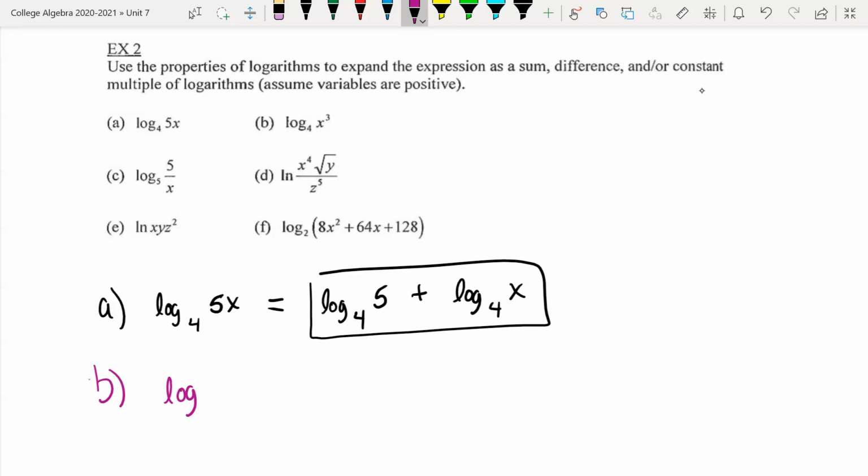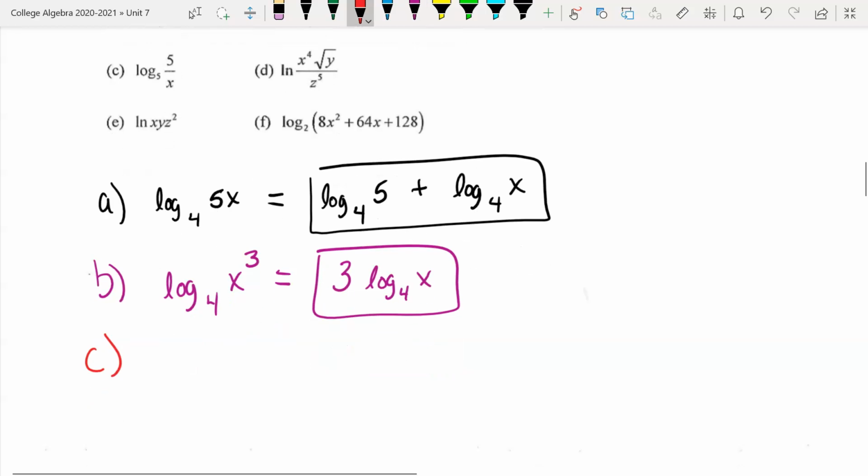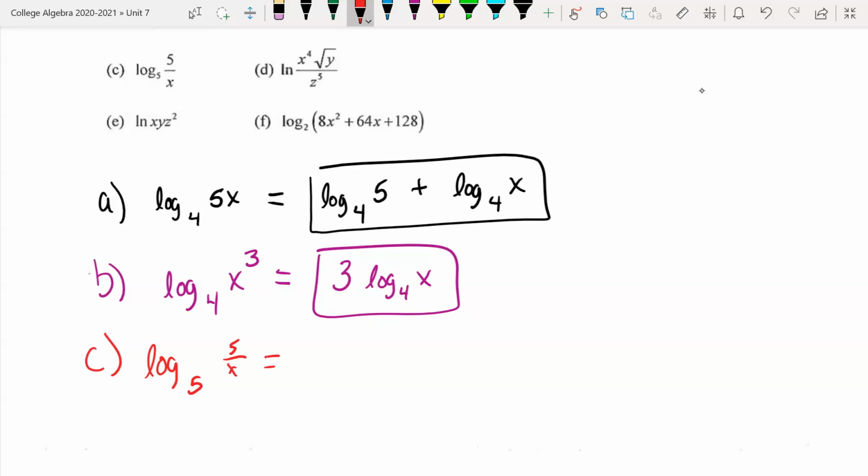So B, if you have an exponent, in order to rewrite that, you put the exponent out front. So I would say 3 log base 4 of x. And these just make the problems easier to solve. C, I have log base 5 of 5 over x. This is going to be a subtraction problem. Whatever is being divided by on the bottom is what you're going to subtract. So I would say log base 5 of 5 minus log base 5 of x.